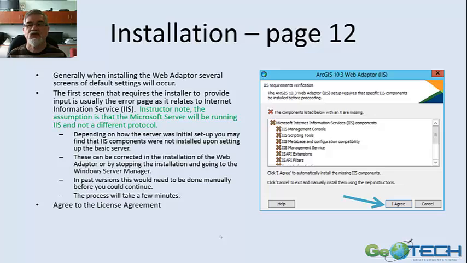The next several slides are going to go through the actual installation of the web adapter. You should find that in your install files. This is going to take you basically through setting up some things with IIS. Again, we're assuming you're running a Microsoft server, and you can see the components listed below with an X are missing. There's a whole bunch of components I'm missing. You might not be missing the same components. Again, it depends on how things were installed. We're trying to give you an idea of what things are going to look like and what screens you're going to see. You click I agree.